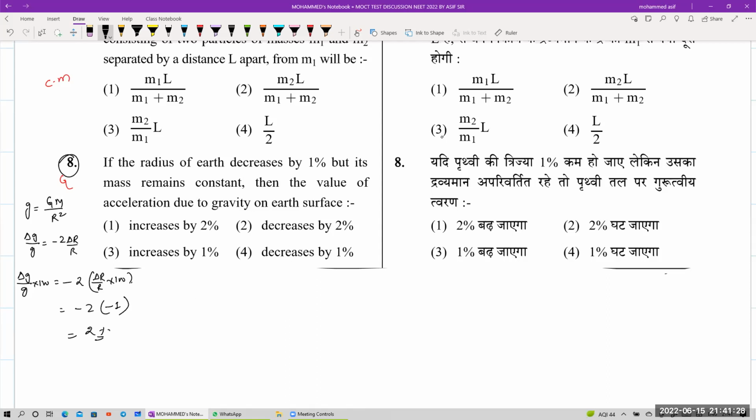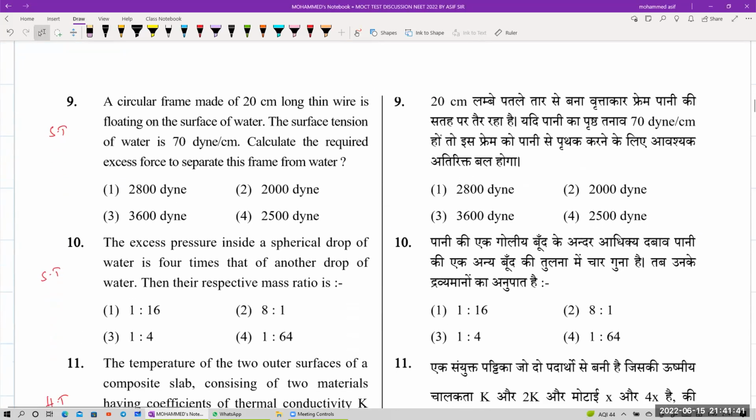So increases by 2%, decreases by 2%, increases by 1%, decreases by 1%. Obviously, it will be increasing because we got the answer in terms of positive. Be a little bit careful with such type of questions. Then next one. This is surface tension.